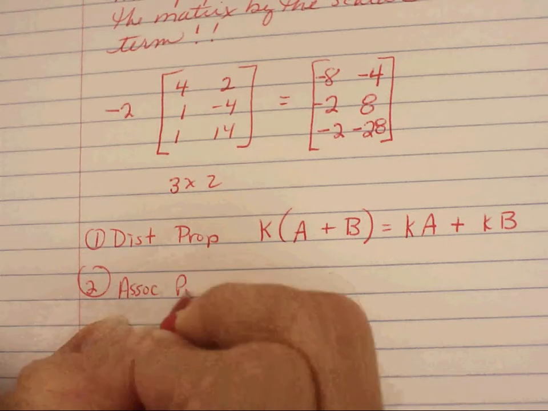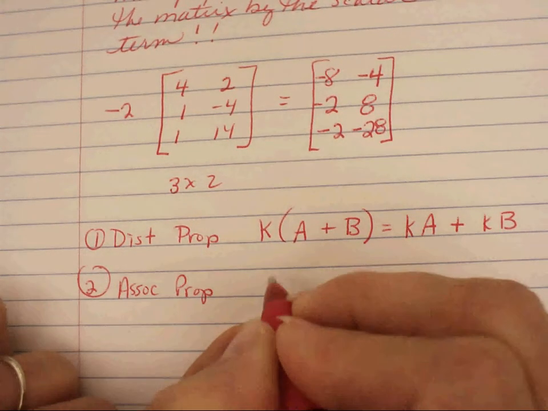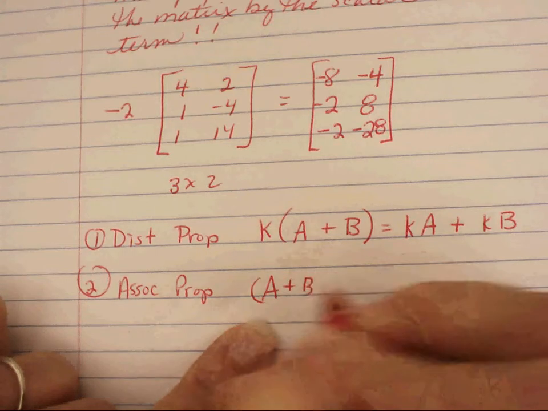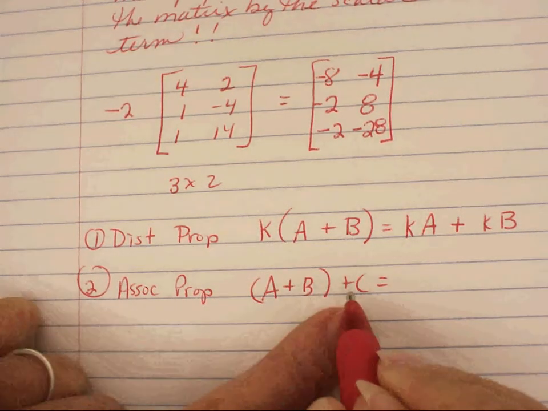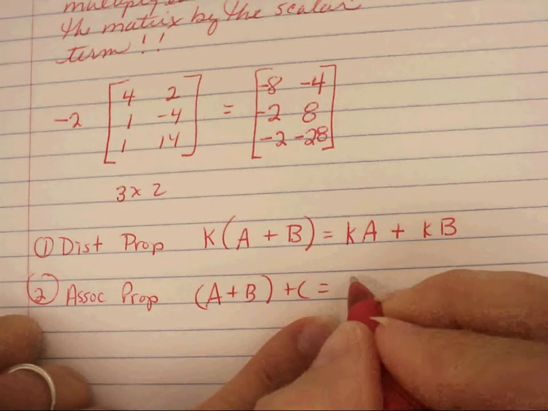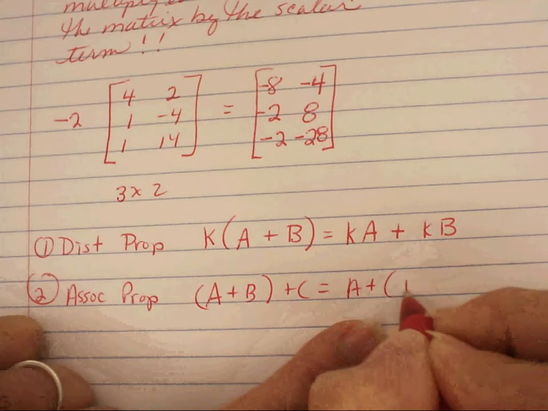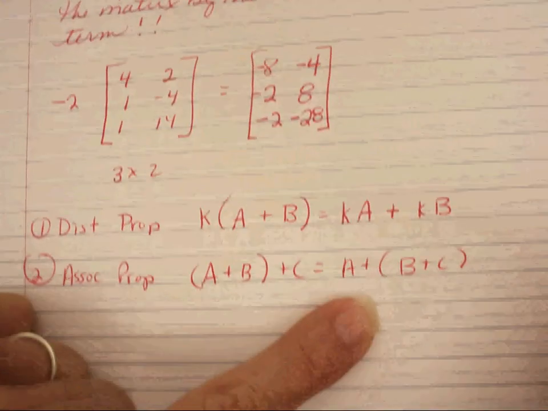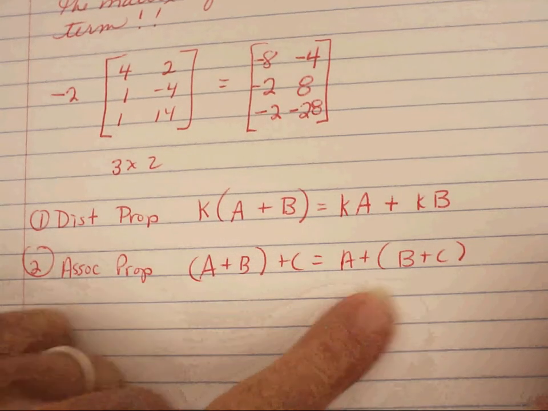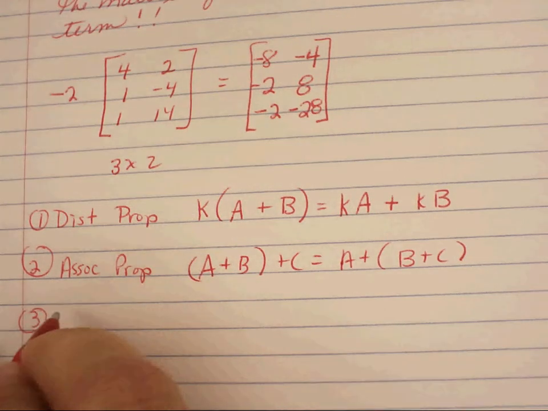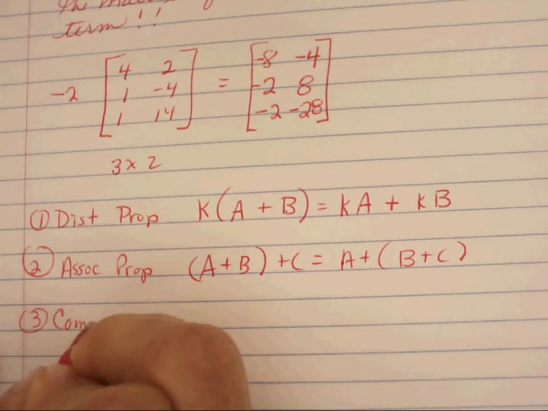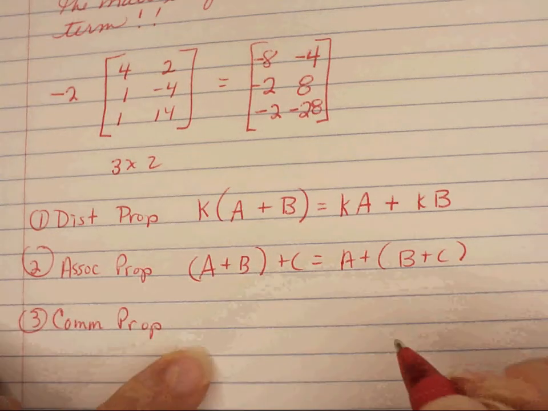Two, the associative property. You can complete grouping and add A and B first and last add to C, or you can hold C for a moment and hold A for a moment and add B and C. You will get the equivalent answer, just like the associative property in real numbers.